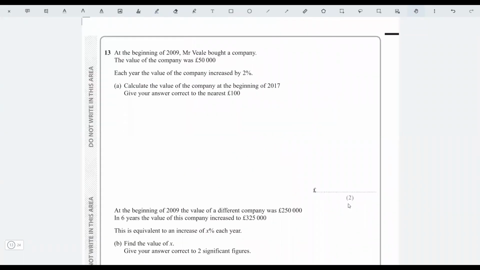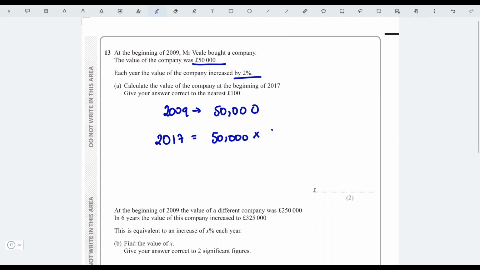Question 13 then. At the beginning of 2009, Mr Veal bought a company. The value of the company was 50,000. Each year, the value increases by 2%. Calculate the value of the company at the beginning of 2017, and we have to give our answer to the nearest pound. So 2009, it's £50,000. Right, 2017, obviously it's compound interest, so I'm going to do 50,000 times by 1.02 because it's getting bigger by 2%.